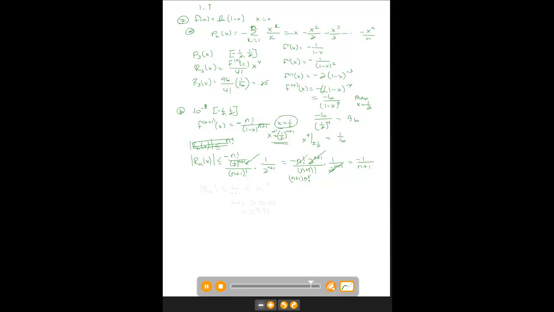Now, to ensure that that error is less than, I'll write this out again. We know that this is less than or equal to 1 over n plus 1, and we want this to be less than 10 to the negative 3. If I solve this, n plus 1 is greater than, I'm flipping the whole thing over, and so n has to be greater than 999. So if I have greater than 999 terms, the error is likely to be significantly less than 10 to the negative 3 if I'm near x equals 0. And this concludes 11.1.